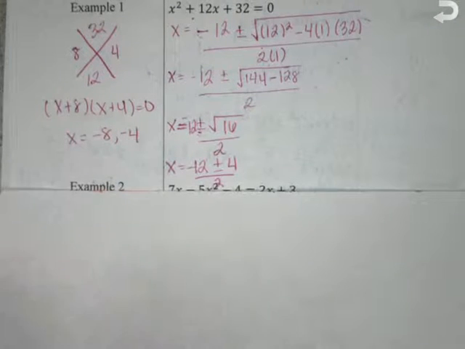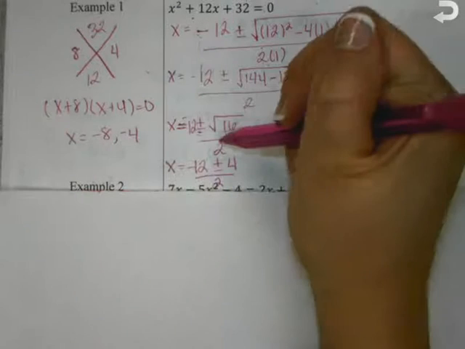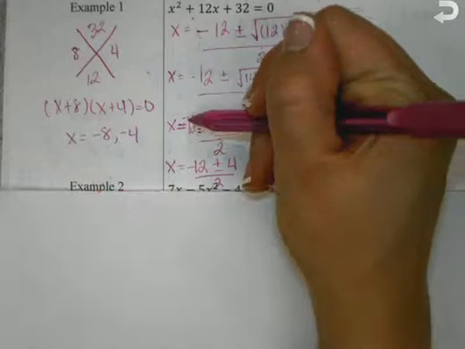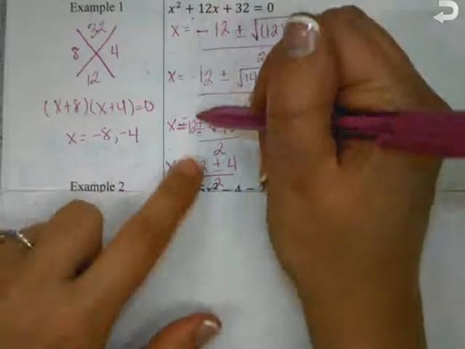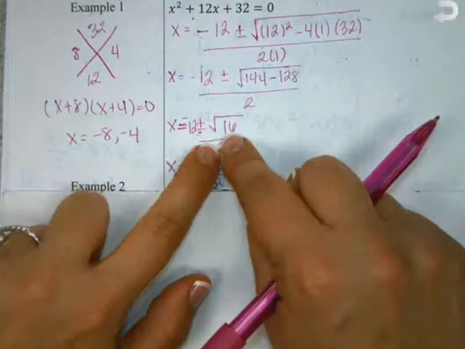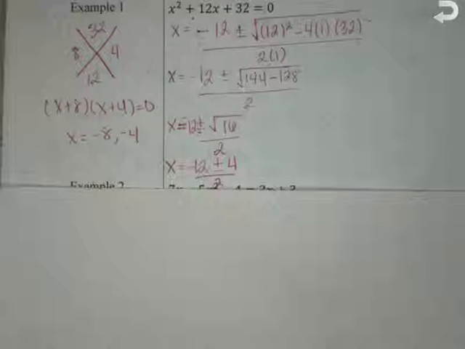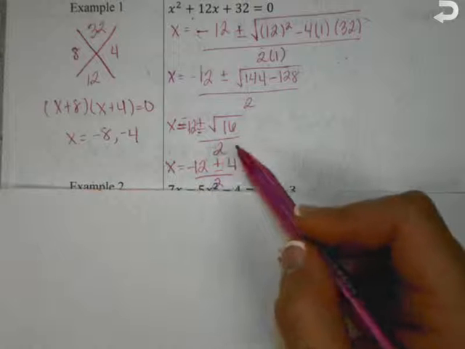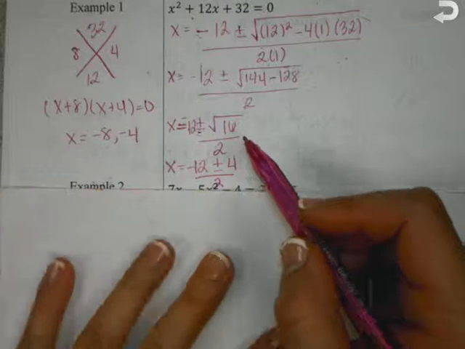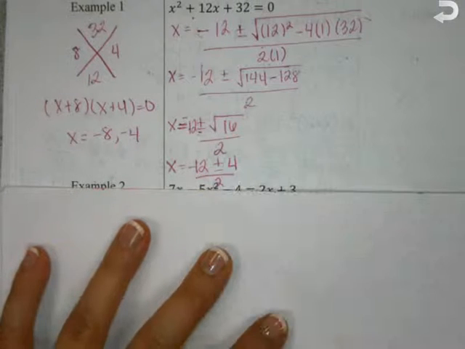So the boys asked a really good question. They said, could we reduce negative 12 and 2? The answer is no, because negative 12 is attached to that square root by a plus or a minus. So we would have to either reduce the whole thing or we can't reduce any of it. Okay? So my suggestion is that you get it as far as you can and then see if everything reduces.